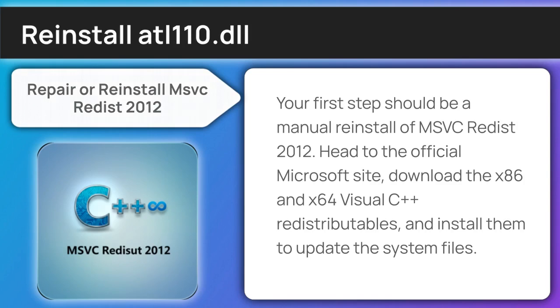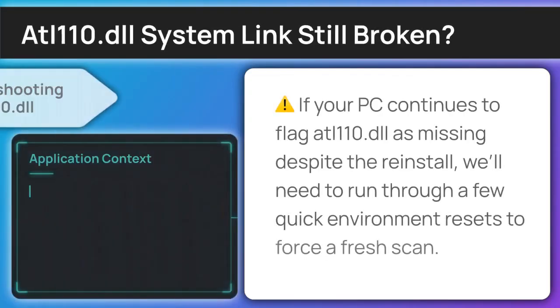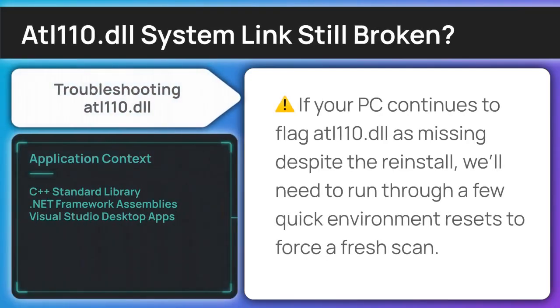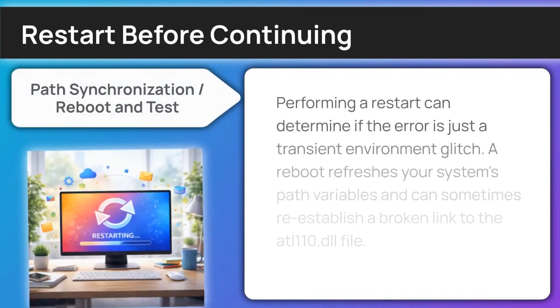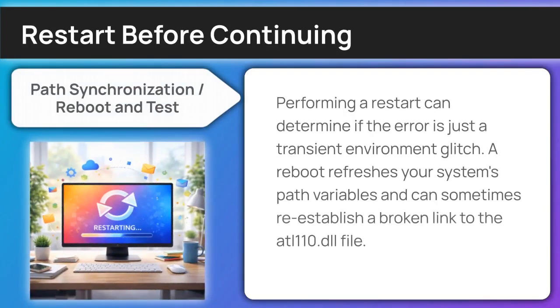system files. When a standard software refresh isn't enough, we need to bypass the automated installers and look at manual system state resets. A full system restart clears the temporary memory cache and allows Windows to attempt a fresh initialization of all required libraries, including Active Template Library 110.